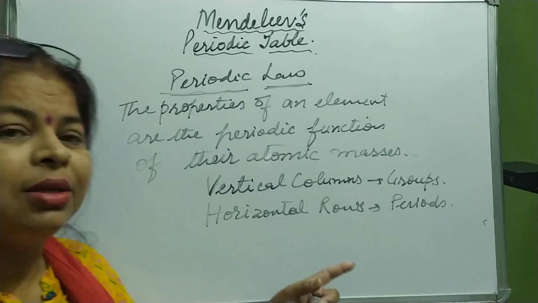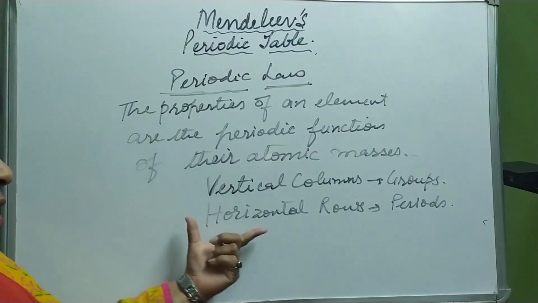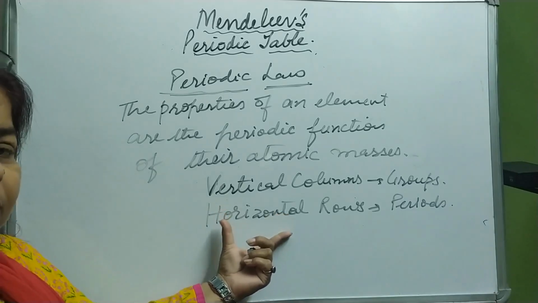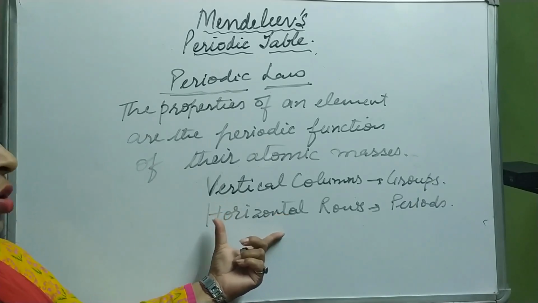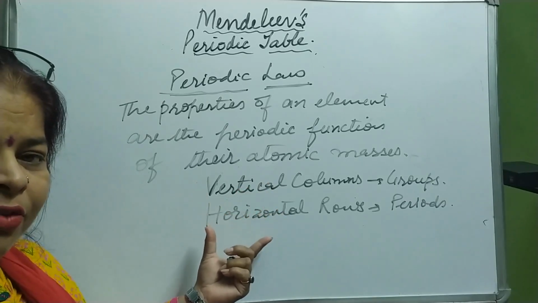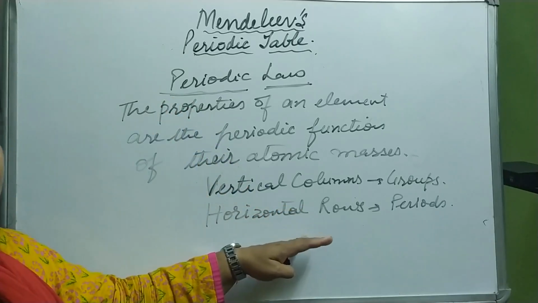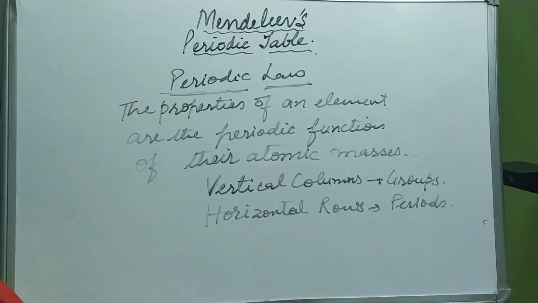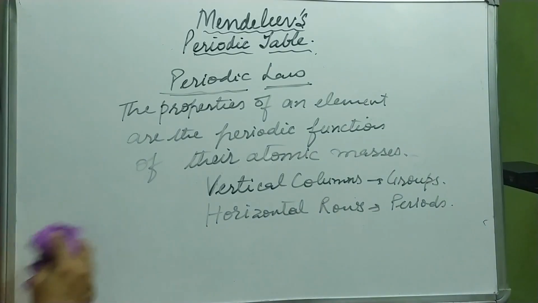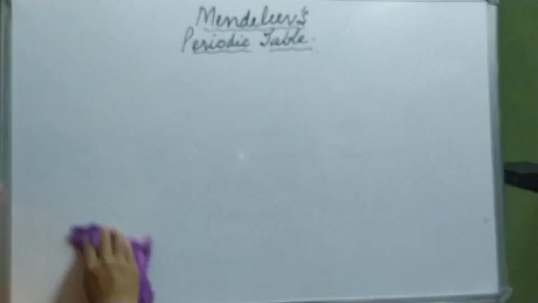See, this was quite acceptable. Whatever the things he proposed, whatever the concepts he put forward, they were quite acceptable, because by that time, of all the people who were working on the arrangement of the elements in a tabulated form, Mendeleev's periodic table was the most successful one. So why was it successful? Because of some of the achievements. Now, what were the achievements according to his periodic table?